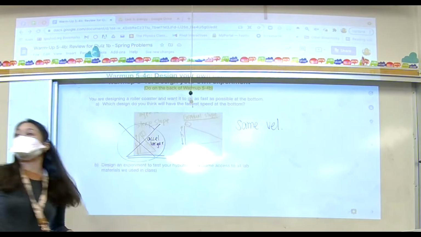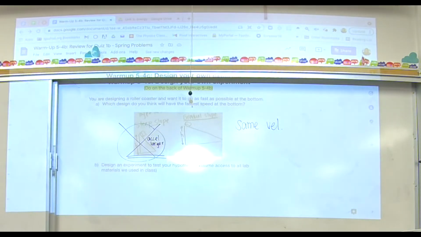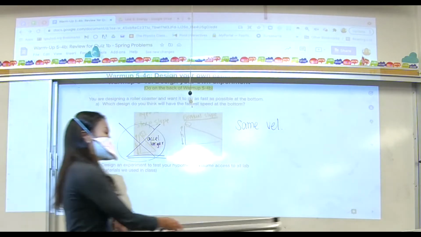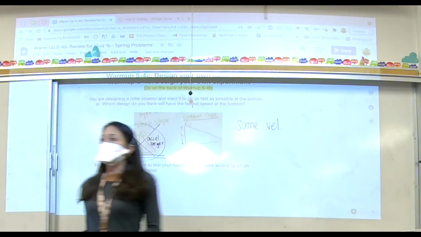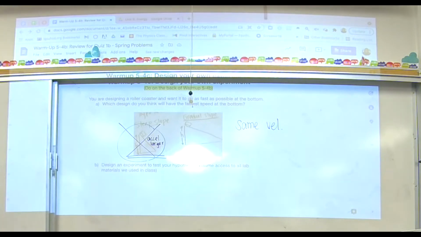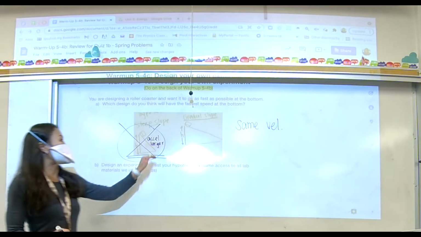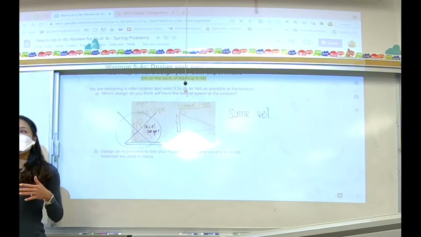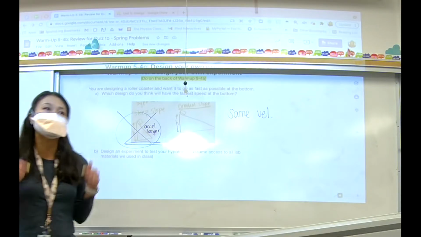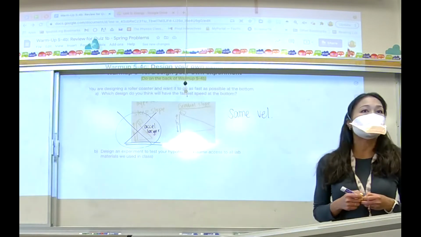This is one of the problems that are most commonly missed because most students think that just because it accelerates faster, it must be going faster at the bottom. The speed must be faster at the bottom, which is not true. It is going to have the same velocity at the bottom. Can anyone tell me why? What concept that we learned in this class is important to understand that?